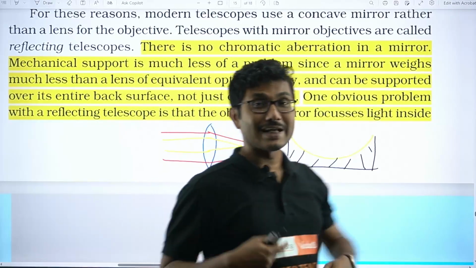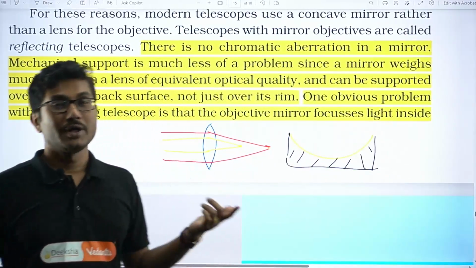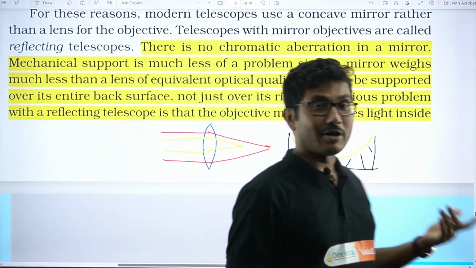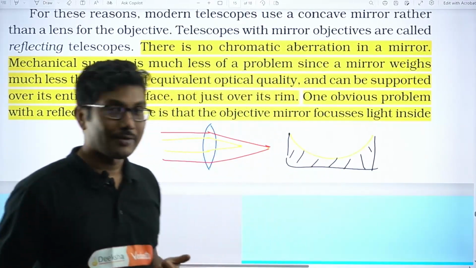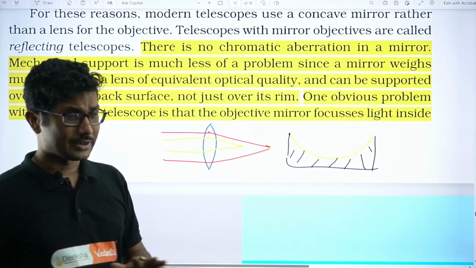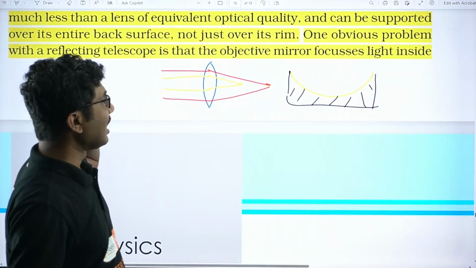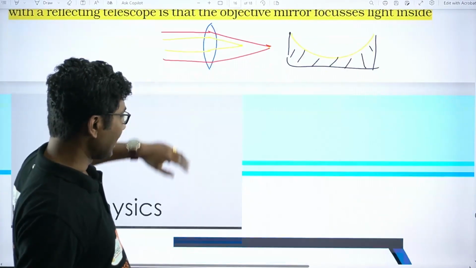It was an assertion-reason based question: spherical mirrors are preferred over lenses because they are easy to fit, and number two, they don't have chromatic aberration. Both are correct, both are wrong, like that. If you have seen my Brahmastra series, I have covered that question. Anyway, that's why this question is being asked.